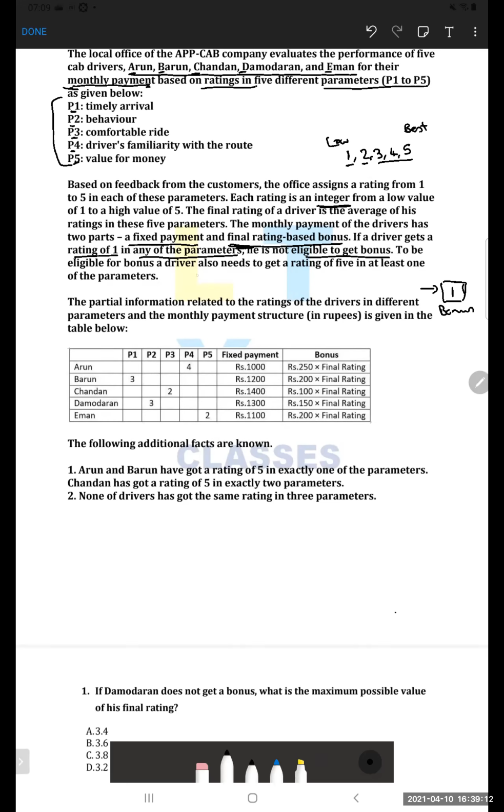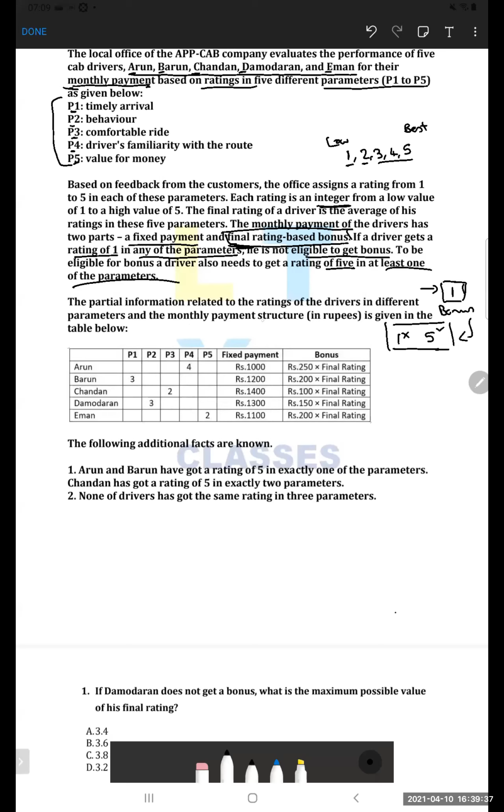To be eligible for bonus, a driver also needs to get a rating of 5 in at least one of the parameters. So for the bonus, basically there are 2 conditions: 1 should not come in any parameter, and 5 must come in at least one parameter. This is the condition for this variable bonus payout for any driver.